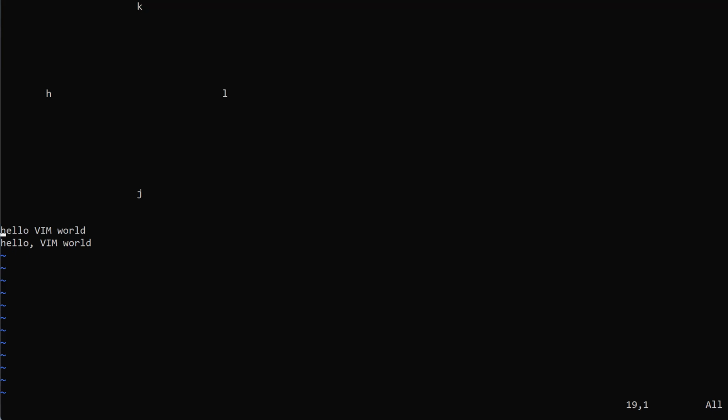We also have the dollar sign. If you type the dollar sign, you will move to the end of the line. And if you press zero, you will move to the beginning of the line. We also have the letter E. E also moves word by word, but to the end of that word. We have W to move word by word, but it jumps to the start letter of that word. With E, we jump to the end of that word.